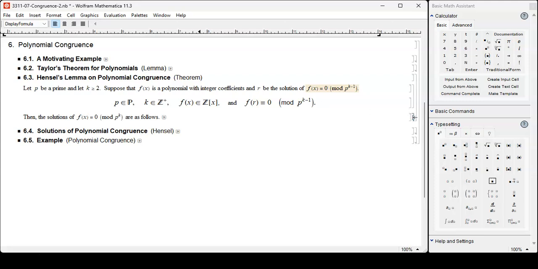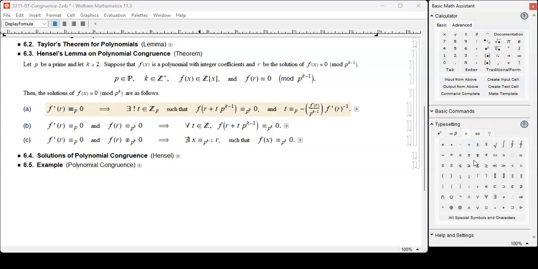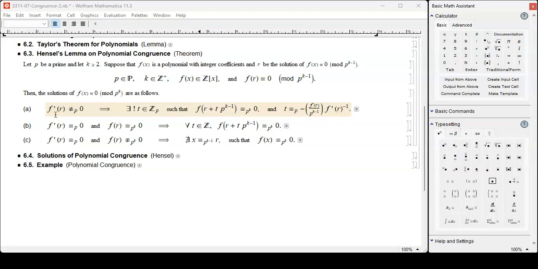And as for the conclusion, pay attention here, this is going to be complicated. We have 3 cases. Case 1, sorry about that, this is a typo. I thought I corrected it, but I neglected it. Sorry. f prime of r, where f prime is of course the derivative, f prime of r is not congruent to 0 mod p, then its multiplicative inverse exists modulo p, so that f of r plus t times p to the k minus 1 power is congruent to 0 modulo p to the k power.